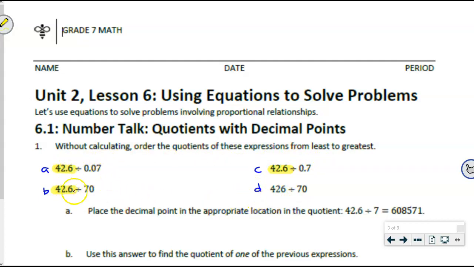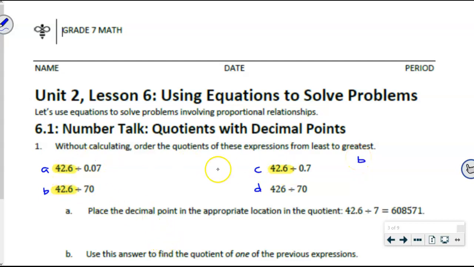But if we're just comparing A, B, and C, we can see it's all the same dividend, only that divisor is changing. And as we have talked about in this class before, it's the same amount of cookies and only the number of people that we're sharing them with is changing. This is going to be the smallest because it's the same number of cookies shared among the greatest number of people. Everybody's only going to get a small piece of a cookie. So B is the smallest.